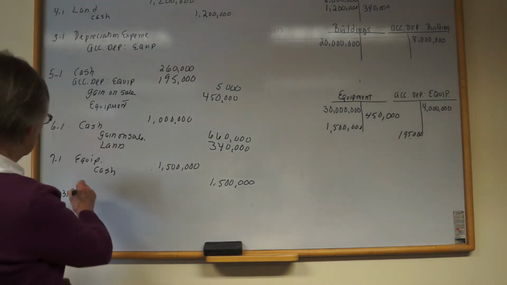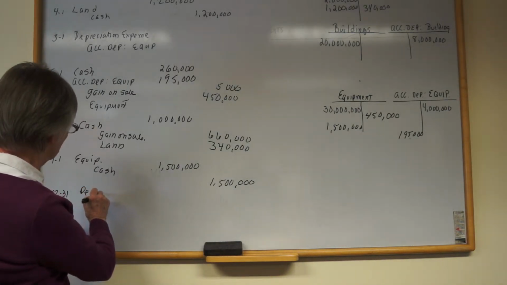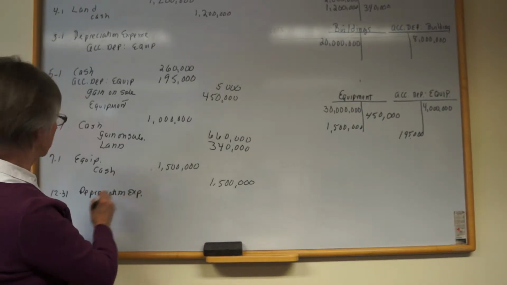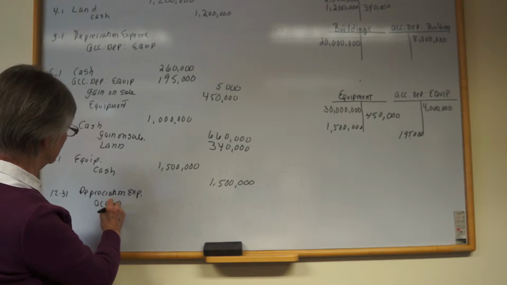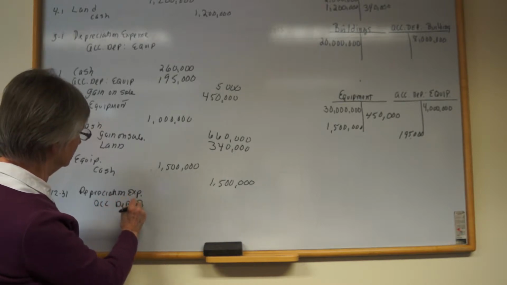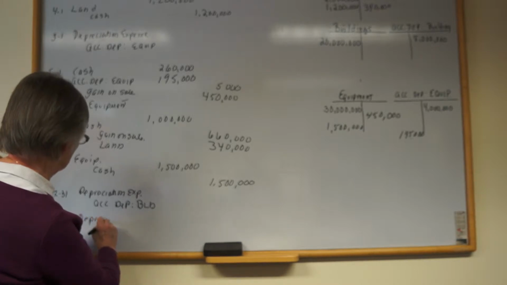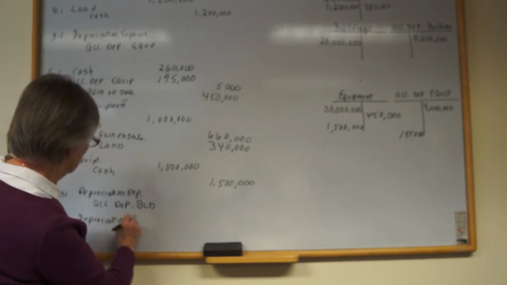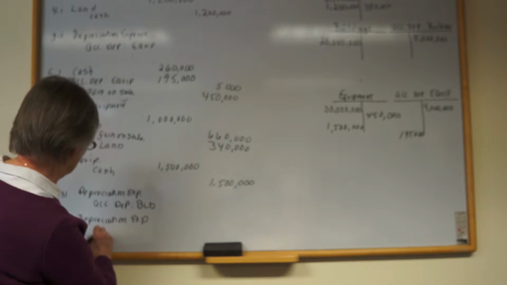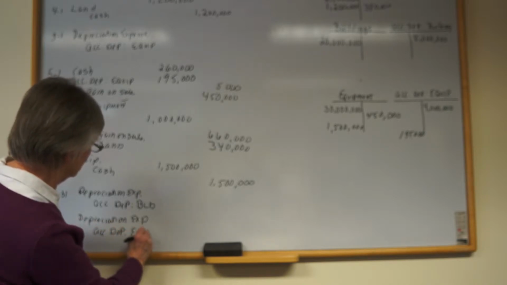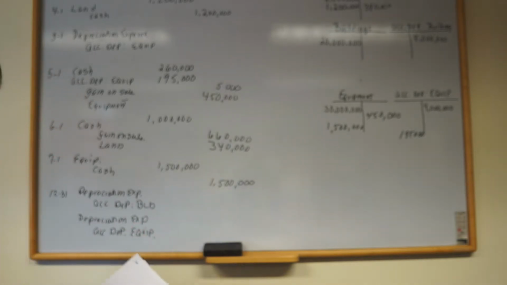we'll go depreciation expense for the building, and then we go accumulated depreciation for the building. And we would also go depreciation expense and accumulated depreciation for the equipment. Okay, start with the building. That's probably a little easier.